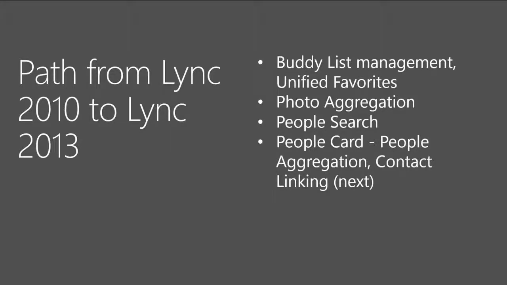So what did it involve, Link 2010 to 2013? As you can see, we gave options in buddy list management. In 2013 we have an option: you could use Link as your store for contacts, or you could use UCS, which is based on Exchange, as your contact store. In terms of unified favorites, if you look in Outlook or you look in Link, you will see the same list of favorite contacts.